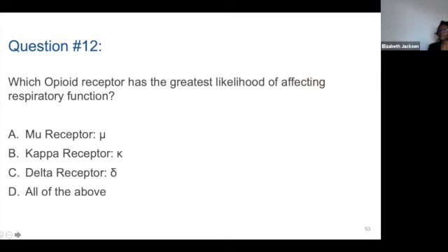Which opioid receptor has the greatest likelihood of affecting respiratory function? Is it the mu receptor, A? Is it B, kappa receptor? Is it C, delta receptor? Is it D, all of the above? I will pause for a moment and let you enter the answer in the poll.